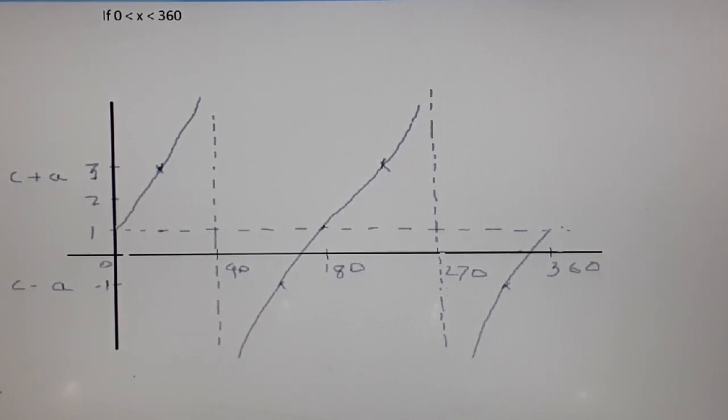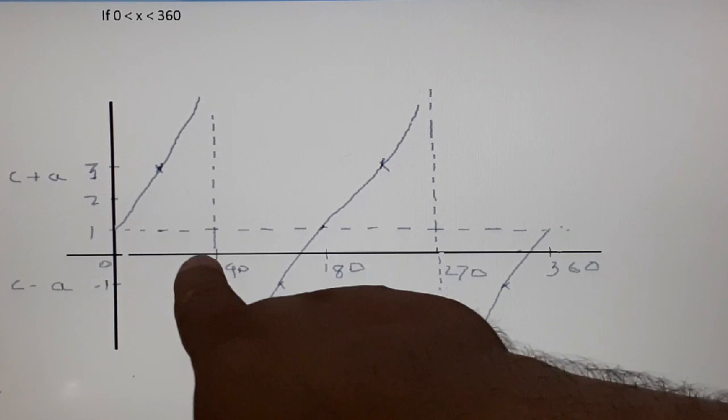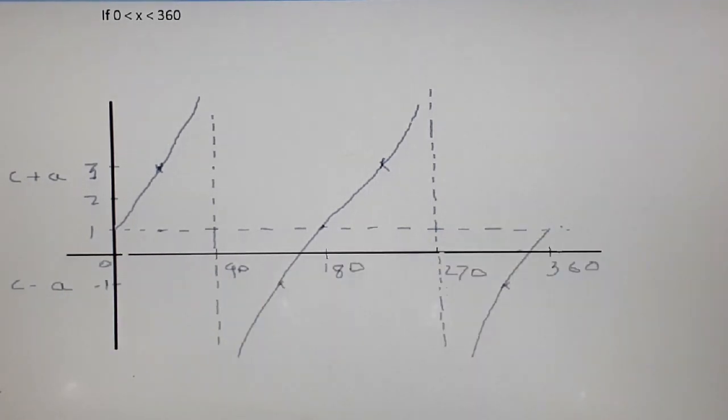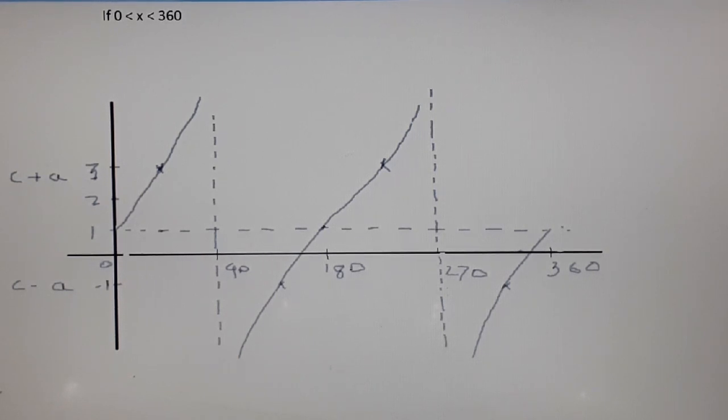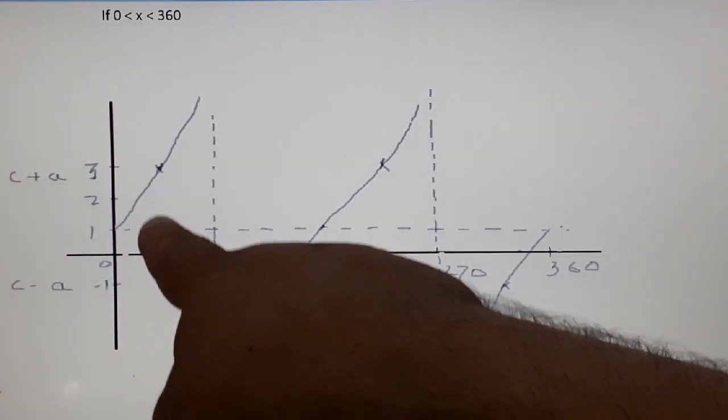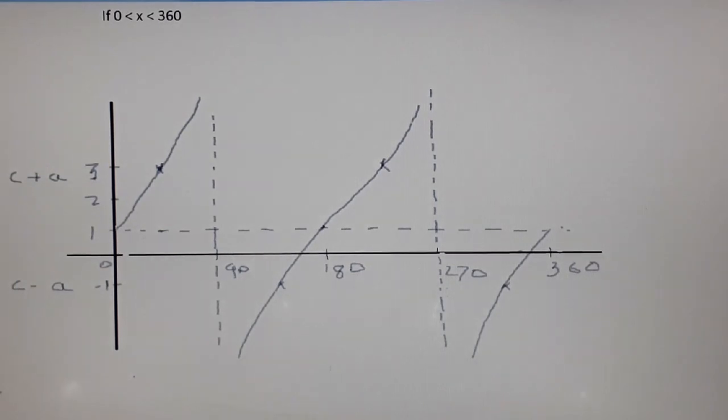Because the period of tan x is 180, 180 times 2 is 360, so we will have 2 different cycles of this sketching. For the first mid value, which will be 45, I haven't mentioned it. You can mention it, but it is not necessary. Just keep the reference of this mid value. So the mid value should pass through c plus a, which is 3.